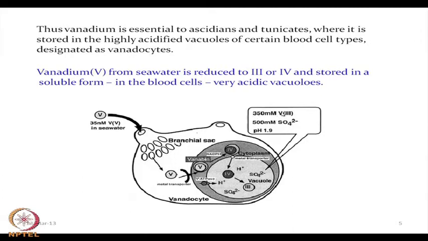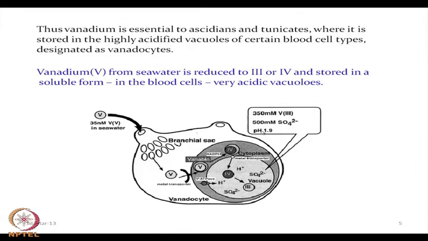That means the vanadium concentration can go up nicely from 32 nanomolar solution, which was vanadium 5 in seawater, and within this particular vacuole it can go up to 350 millimolar of vanadium 3. So, the thing is that the system is getting reduced, and more vanadium ions in the lower oxidation state, either vanadium 4 or vanadium 3, can be accumulated at a pH of 1.9.